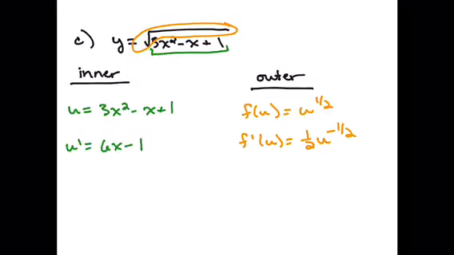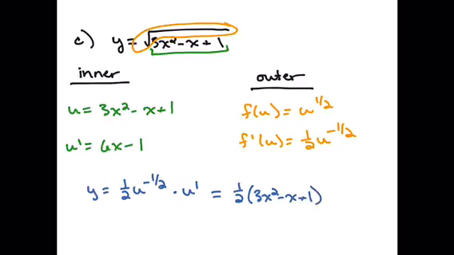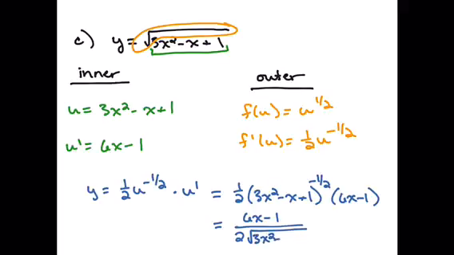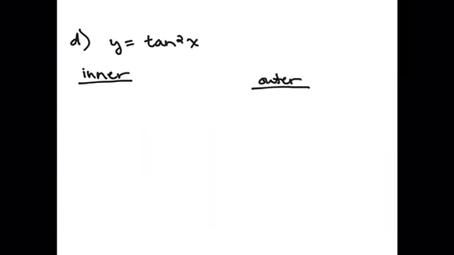So our derivative is 1/2 u to the negative 1/2 times u prime, and if we substitute back in our u and our u prime, I get 1/2 times 3x squared minus x plus 1 all to the negative 1/2 power times 6x minus 1, and a neater way to write that would be 6x minus 1 over 2 times the square root of 3x squared minus x plus 1.